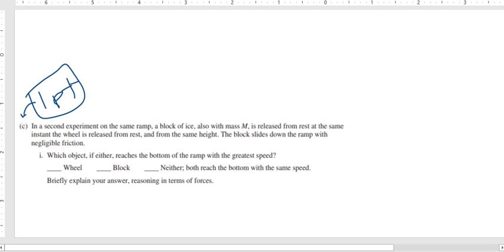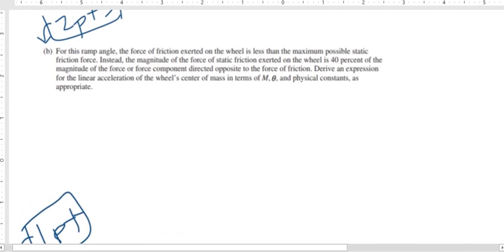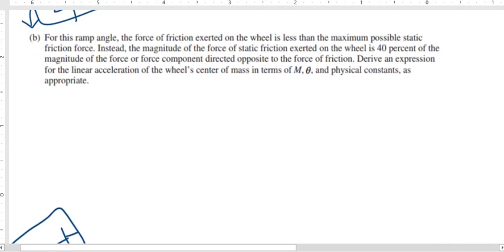Okay, so now we have the derived one. For the ramp angle, the force of friction exerted on the wheel is less than the maximum possible static frictional force. So basically, just a part of the friction is making it turn, because it's moving when it's in contact, instead of being fully static. It's kind of like each point along the wheel is static for a split second.